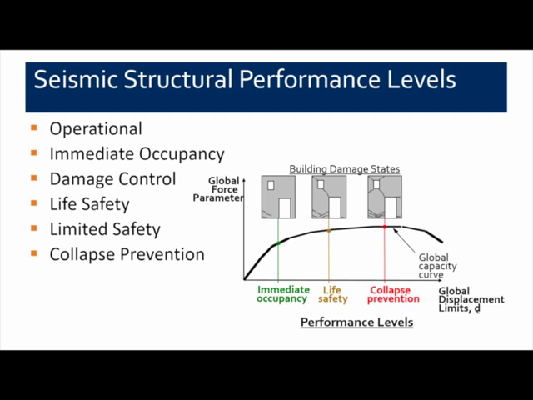The next level of performance is what we call immediate occupancy, and this is represented by the green line intersecting the curve. In this case, we might have a little bit of structural damage, but in most areas, the building is undamaged and continues to function following the earthquake.